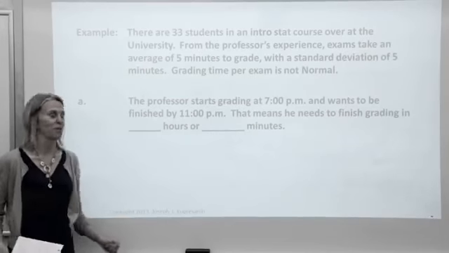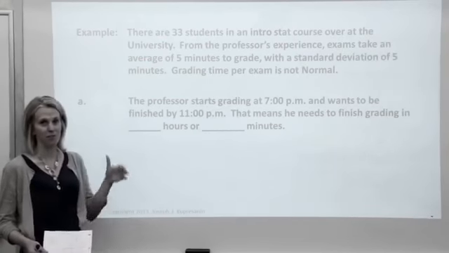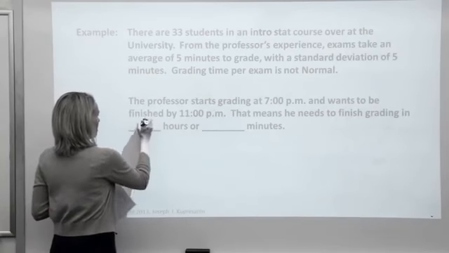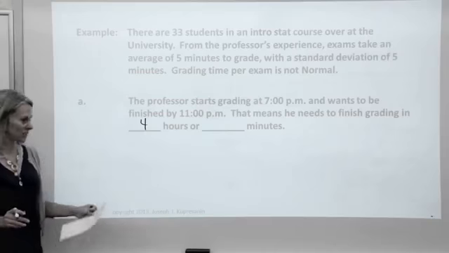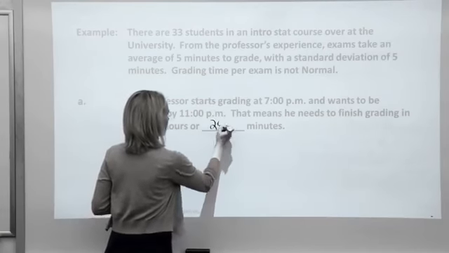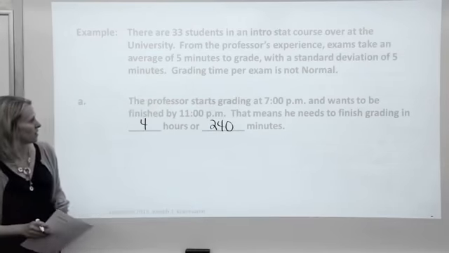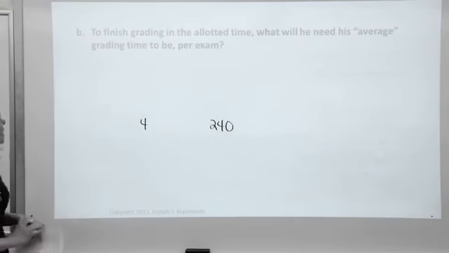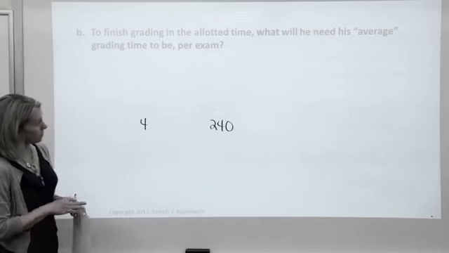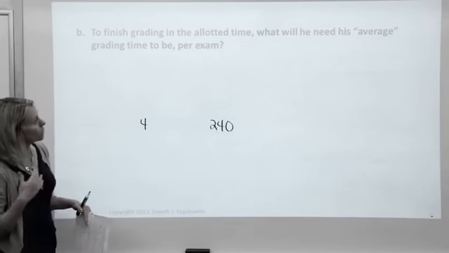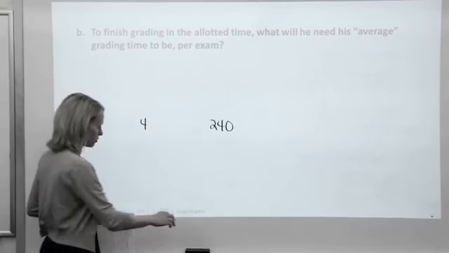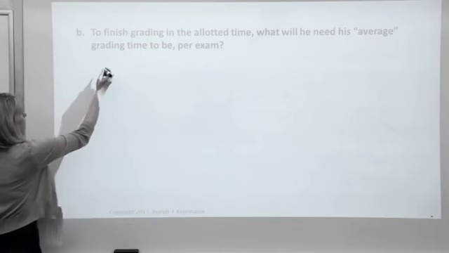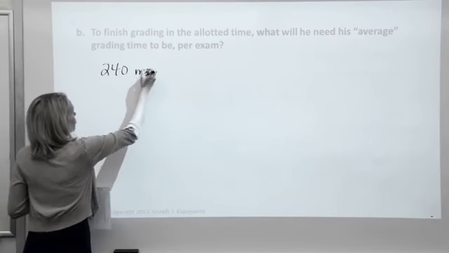So this is the really hard part of this problem. How many hours from 7 p.m. to 11 p.m.? So until 8, 9, 10, 11, 4 hours. How many minutes is that? If you take 4 times 60 minutes, that's 240 minutes. So he's got 240 minutes to get this job done. To finish grading in the allotted time, what will he need his average grading time to be per exam? And we're going to stick with minutes here.